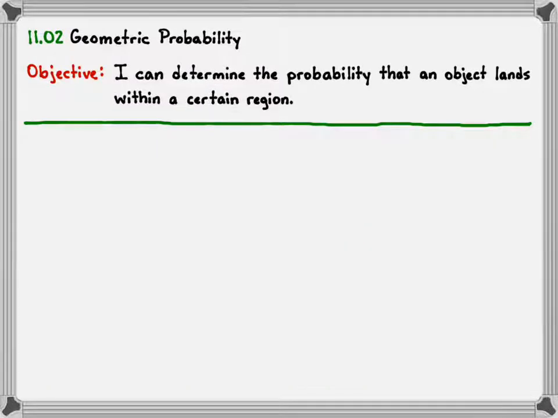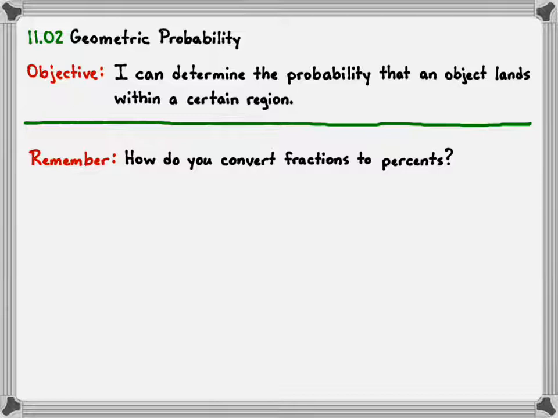Please make sure that you're taking good quality notes, okay? Getting your essential question and all that down. Our goal today is to be able to determine the probability of an object landing within a certain region. So this is pretty straightforward. We're just going to be applying probability to geometric shapes here.